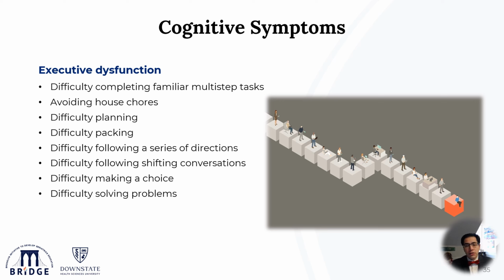Executive dysfunction. So that means that they may have difficulty completing familiar multi-step tasks. They may avoid house chores, especially cooking. They have difficulty planning, difficulty packing for travel, difficulty following a series of directions, difficulty shifting conversations, difficulty making a choice, and difficulty solving their day-to-day problems.